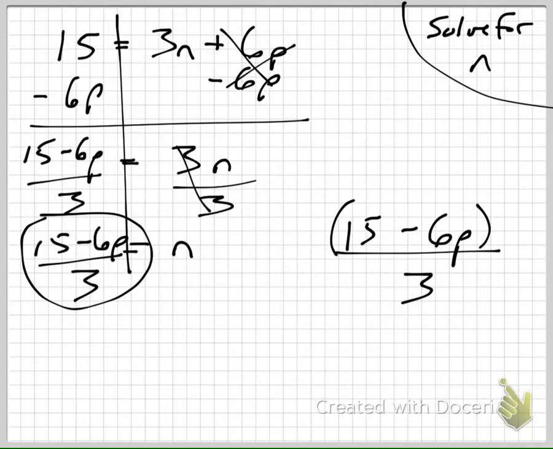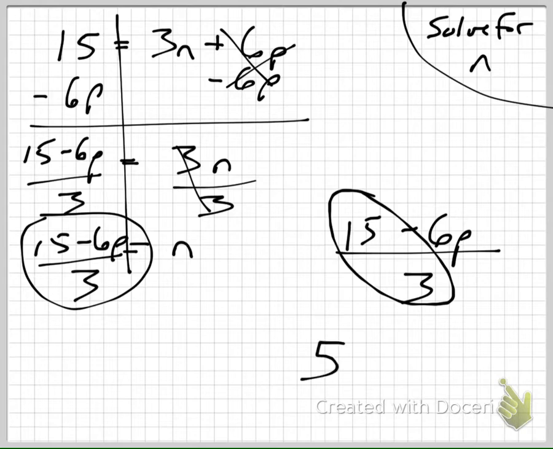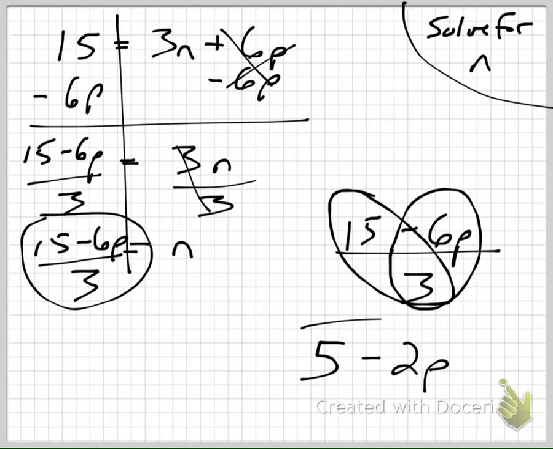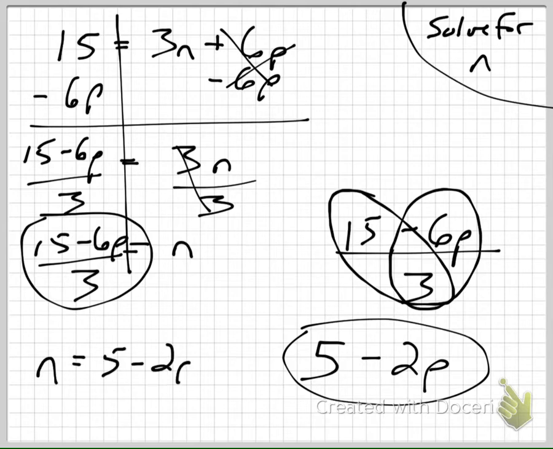I can distribute that. I'm going to distribute that, right? Here's how you do it. You literally grab the 15 divided by 3 is 5, and then negative 6p divided by 3 is negative 2p. So really, it should be n equals 5 minus 2p. Does that make sense? Certainly looks a lot better. Agreed? I distributed it with division.